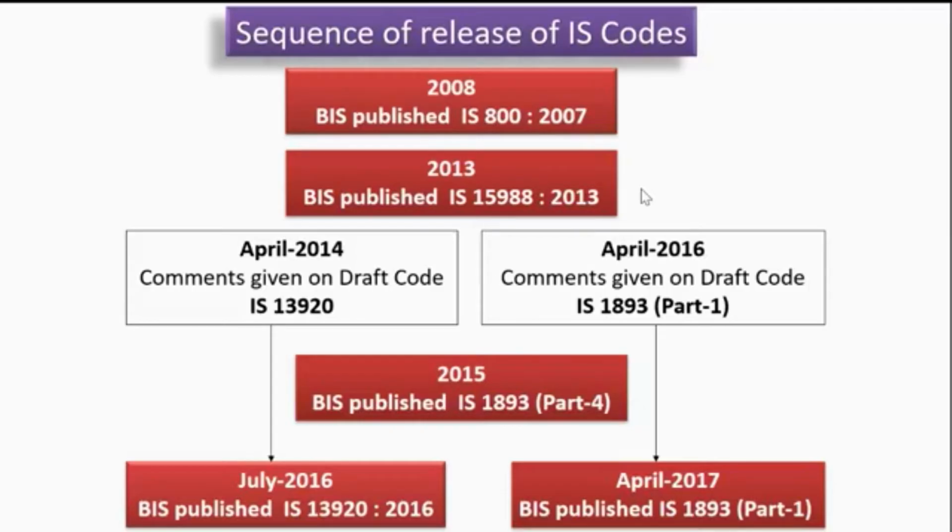What is shown in this slide is the sequence of release of the Indian Standard Codes. If you see very quickly, in 2008, BIS published IS 800:2007 for design of steel structures. Then BIS published IS 15988:2013 for the retrofitting of RC structures in 2013. Thereafter, in 2015, BIS published IS 1893 Part 4, which is exclusively for industrial structures. Thereafter, in July 2016, IS 13920 was released, and then BIS published 1893 Part 1.